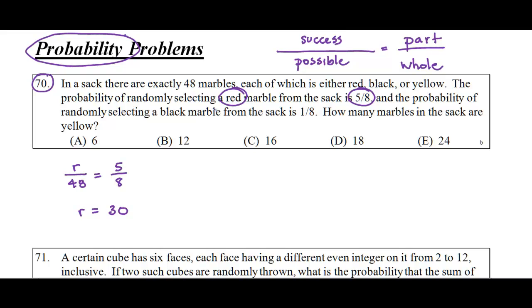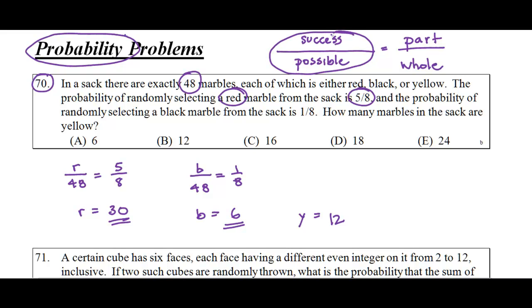And then the probability of selecting black, success is black, out of possible 48 marbles, is 1/8. Cross multiply and solve, black is going to be, I believe, 6. And then there's only red, black, or yellow, so the leftover is yellow. I have 36 marbles so far, and so from 48, I have 12 left over. Now this is not the best way to do it, but it shows you what probability means.